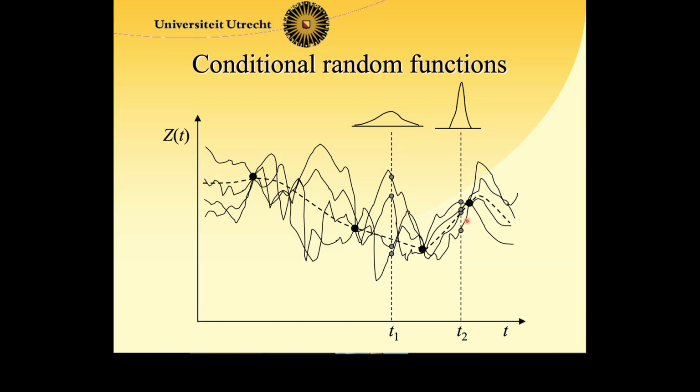And because each single realization is continuous in time, of course, if you're very close to an observation, because they all have to pass through that observation, there's little room for these different realizations to be very different. But if you are farther away from an observation, then the uncertainty is larger. So the uncertainty now is conditional upon the distance to the observation. So you also see that a conditional random function is no longer stationary.